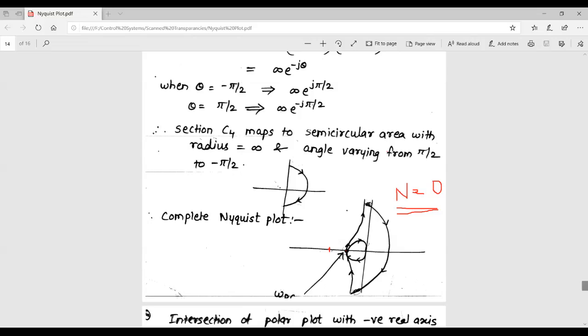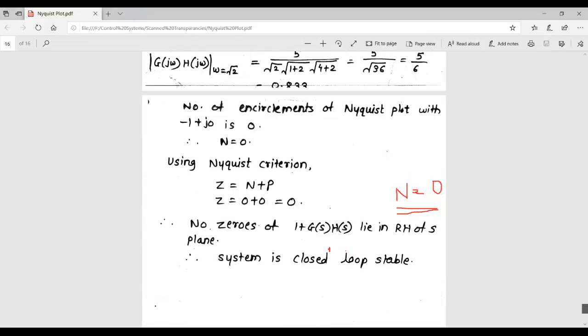So we'll just read the last comment of the solved problem. Yeah, so the number of encirclements of the Nyquist plot with -1 plus J0 is 0, and therefore n is equal to 0. By substituting in this equation, we can get Z is equal to 0, zeros of 1 plus GSHS if we consider. The number of zeros of 1 plus GSHS that lie in the right half of the S plane is equal to 0. So the system is closed loop stable. Here we analyzed the closed loop stability by the Nyquist criteria.